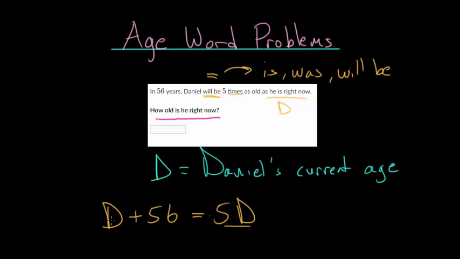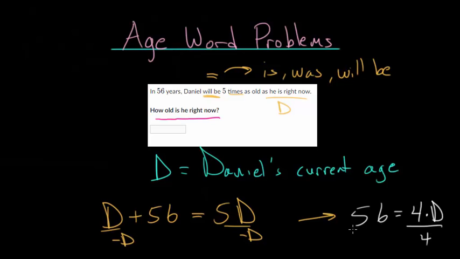We're solving for D, and let's move all the variables to the right side, so we can subtract D on each side. Let me work over here and change colors. So we have that 56 is 4 times D. And we want to divide by 4 to get D by itself. 4 goes into that, looks like 14 times. So D would be 14. Or essentially, Daniel's current age is 14.